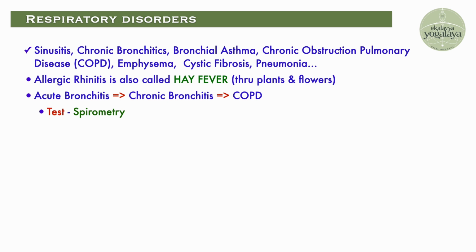Respiratory disorders: sinusitis, chronic bronchitis, bronchial asthma, chronic obstructive pulmonary disease, COPD, emphysema, cystic fibrosis, pneumonia. Allergic rhinitis is also called hay fever, which is caused by plants and flowers. Acute bronchitis leads to chronic bronchitis, which leads to COPD. Spirometry is the test to observe the severity of the respiratory problem.